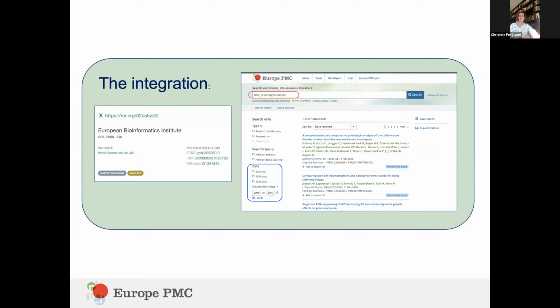And jumping straight to the integration we achieved, you can see on the left the ROR record for EMBL-EBI. And on the right, this is a snapshot of one of our web pages. If you search Europe PMC for articles authored unambiguously by EMBL-EBI researchers, it returns more than 1,000 results. The publications can be divided up into years by checking the boxes on the left in the blue box. So in this way, we're able to address the use case for the EMBL-EBI communications team.